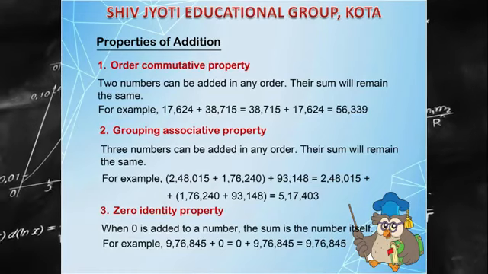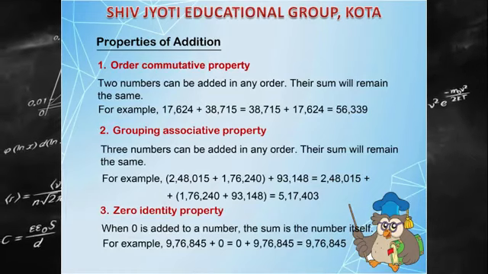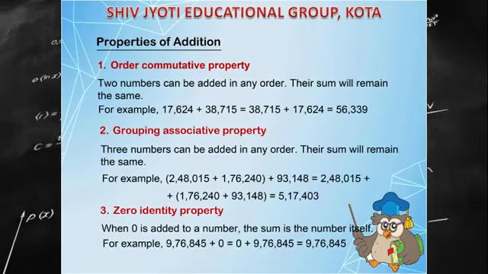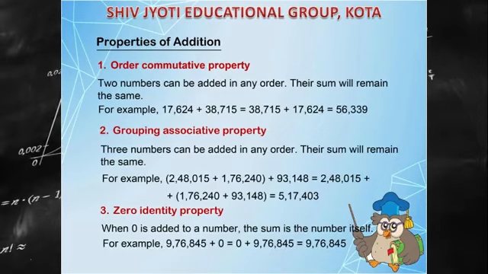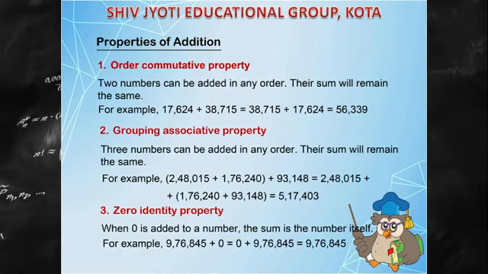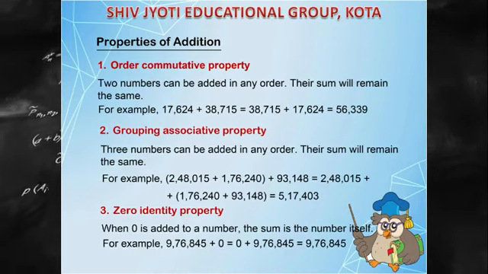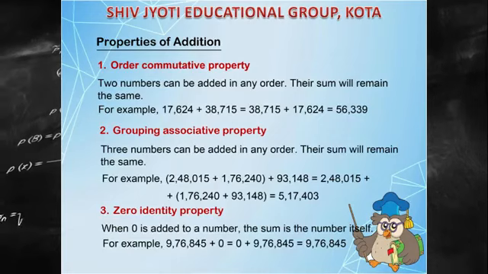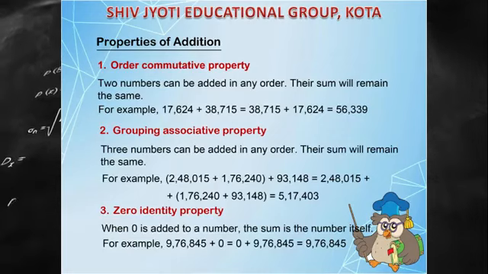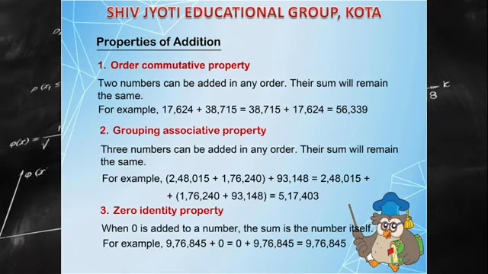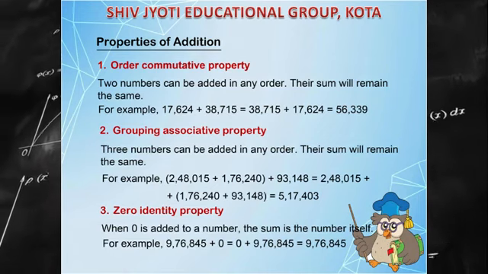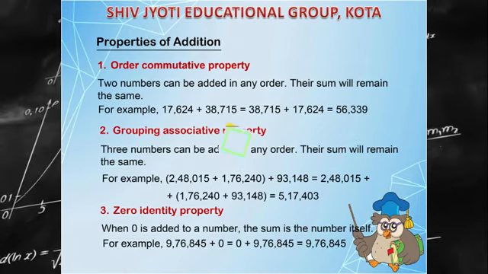Now, next is zero, the identity property. When 0 is added to a number, the sum is the number itself. For example, 9,76,845 plus 0 equals to 0 plus 9,76,845 equals to 9,76,845.